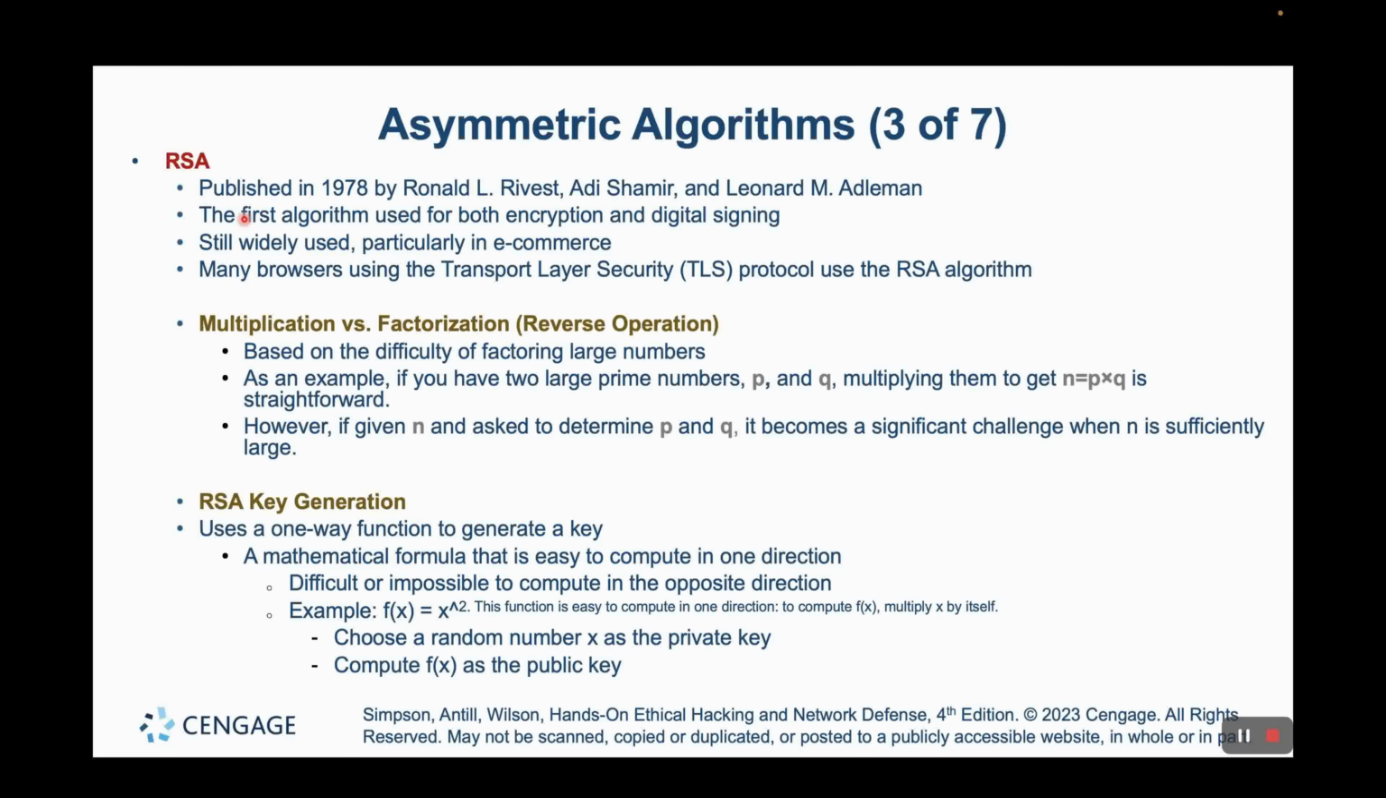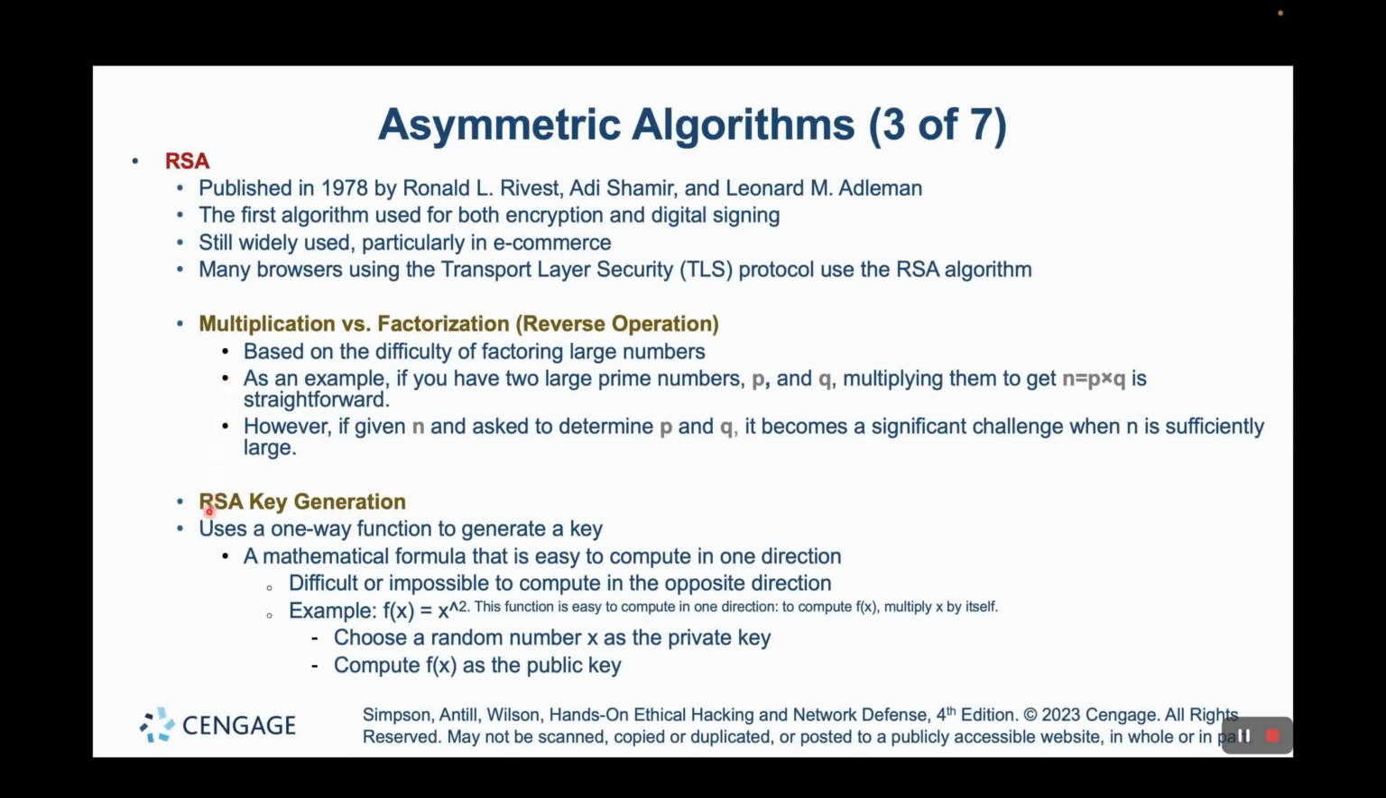Now, let's focus on RSA. It was published back in 1978 by Rivest, Shamir, and Adleman. It was the first algorithm used for both encryption and digital signing. It is still widely used in e-commerce. Many browsers are using the TLS protocol that uses the RSA algorithm.